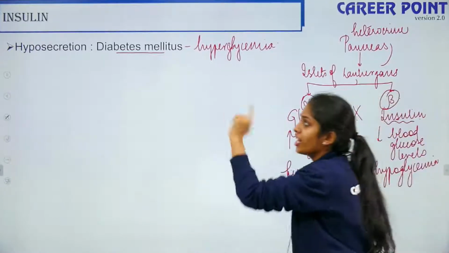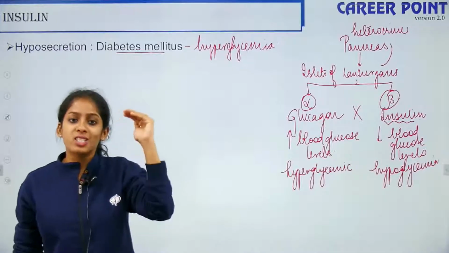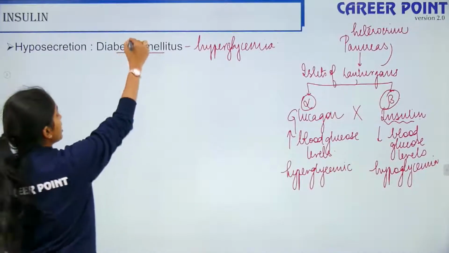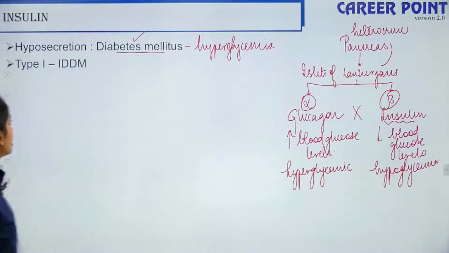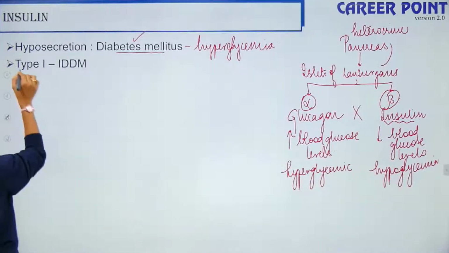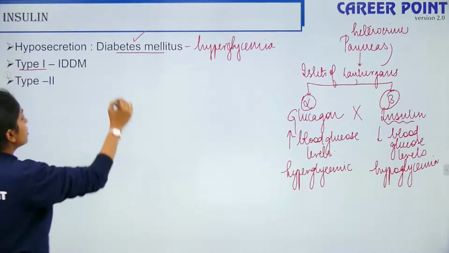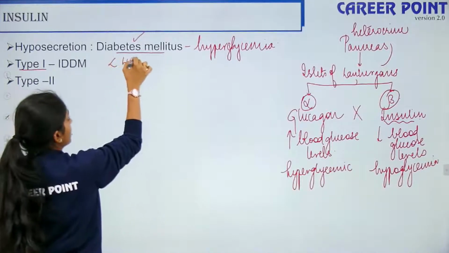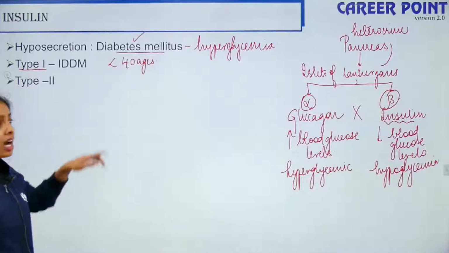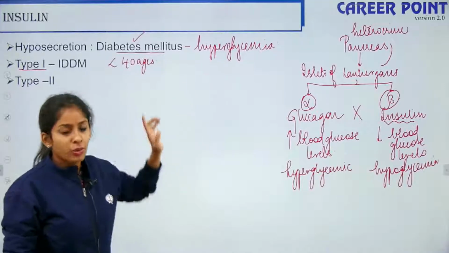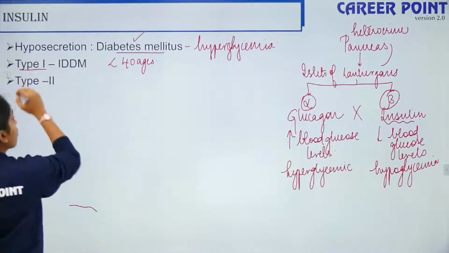Okay, so when your insulin is not secreted properly, the blood glucose level is very high, right? So it leads to diabetes mellitus, which is a hyperglycemic condition. So here you have type 1 diabetes mellitus and type 2 diabetes mellitus. This occurs in individuals who are less than 40 years. So here the beta cells are lost. So here there is no proper secretion of your beta cells. So that is type 1 diabetes.